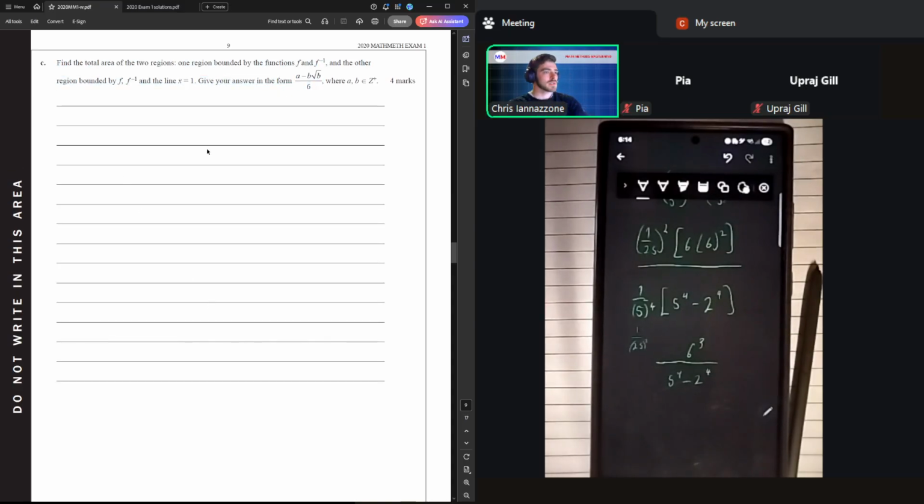This will be decent. Total area of the two regions. One is bound by f and f inverse. The other is also bound by f and f inverse, but this time there's also the line x equals 1 to cut it off. And then give your answer in a form. I believe this one wasn't so bad to get it to that form.